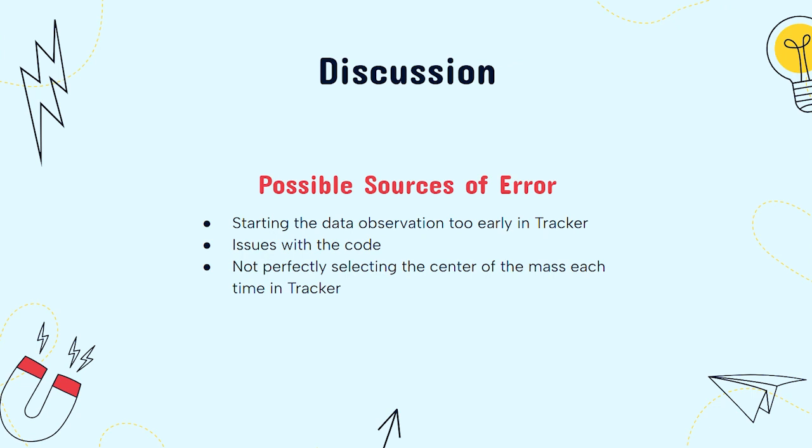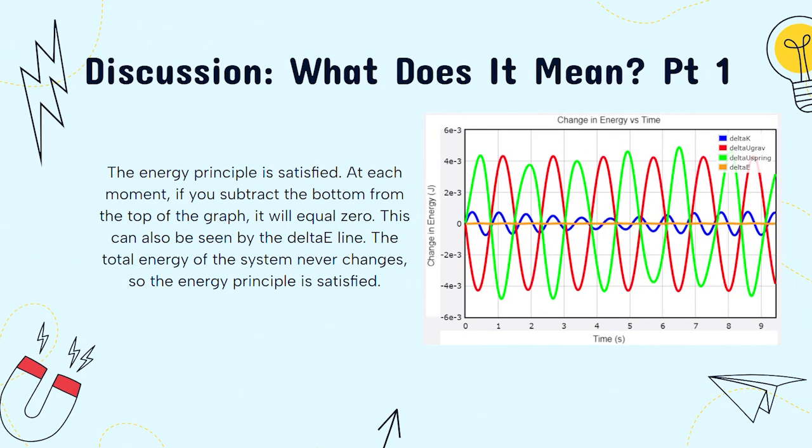So for possible sources of error, this could be from starting the data observation too early in Tracker, or issues with the code. There could be a bug somewhere that I don't know about, or maybe I didn't perfectly select the center of the mass each time in Tracker, and this could have just caused minor errors throughout.